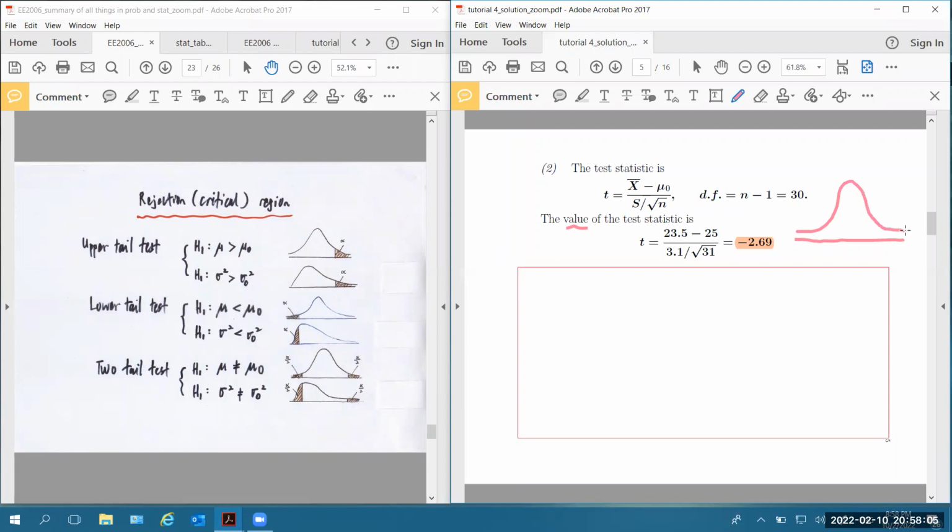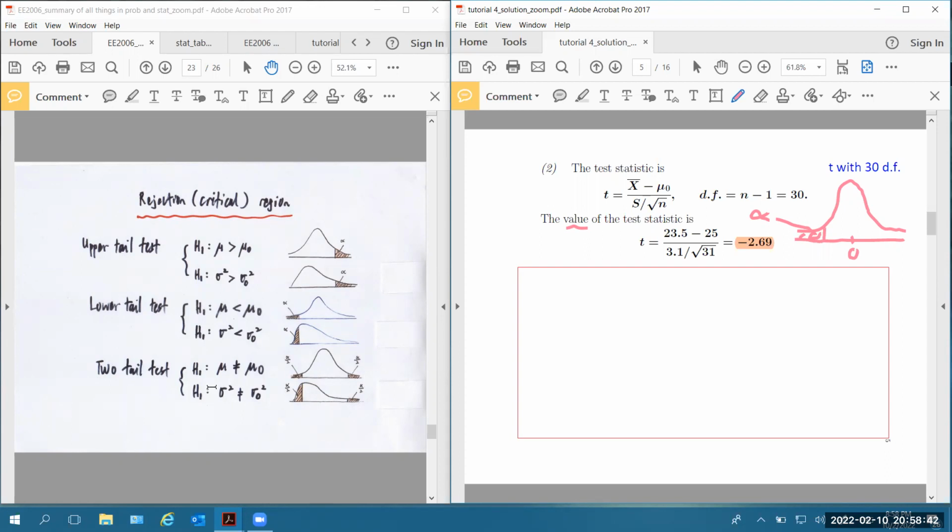All right, t distribution is also a bell curve. So we have a 0 in the middle. And then I'm going to type here. So this is a t with n-1 degrees of freedom. n-1 is 30, right? So 30 degrees of freedom. And then we know that it's going to be a lower tail test. So lower tail means like that. Okay, and this is the rejection region. And we know that the area is alpha.